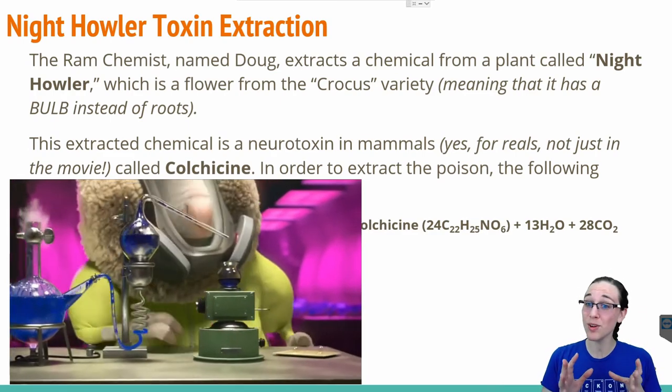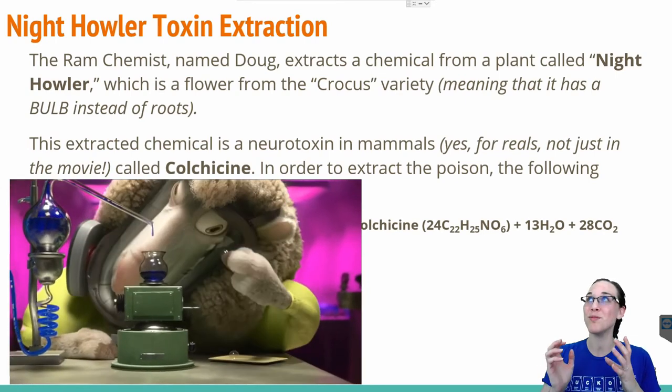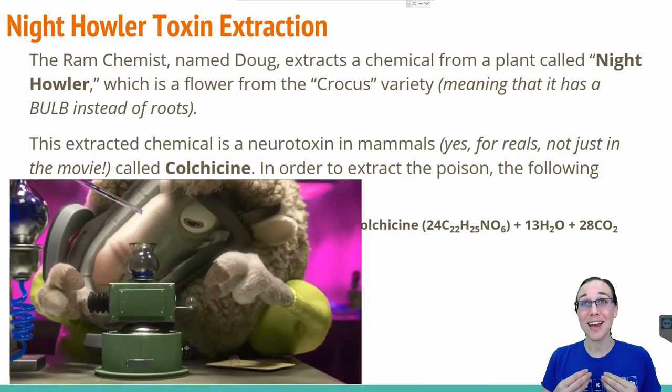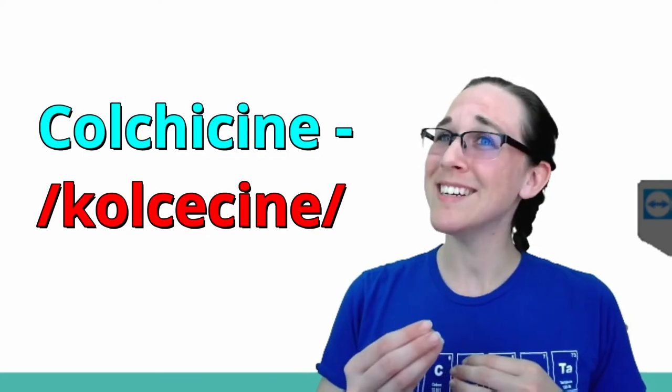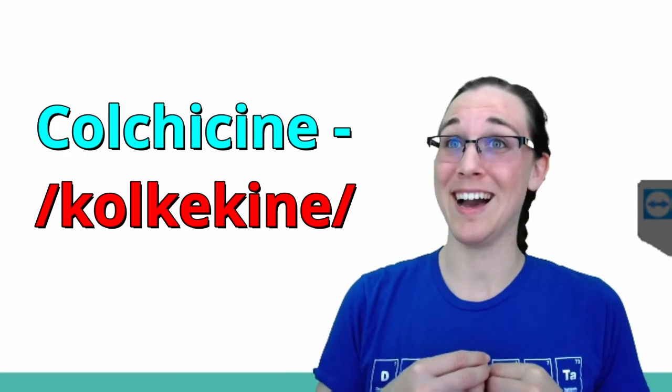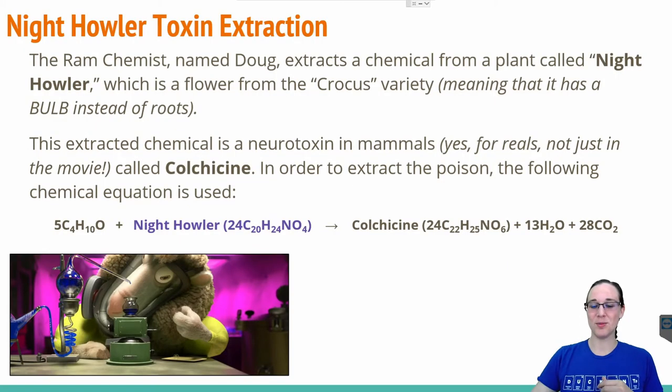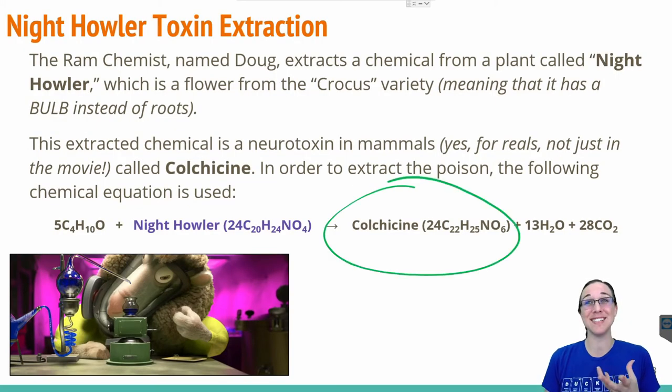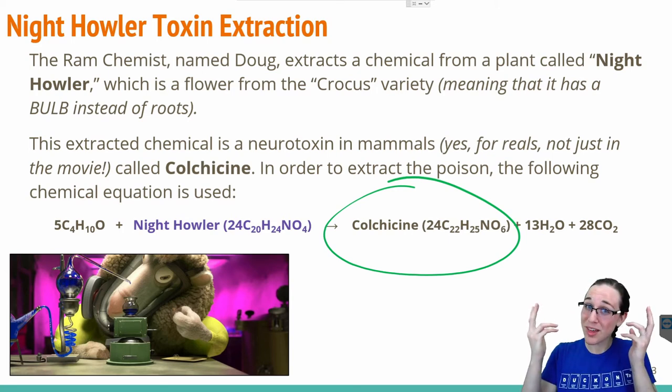And yes, that's a real thing, so not just in the movie, but in real life, if you extract that toxin, which I'm not sure if I'm actually going to pronounce this correctly, but I'm going to give it my best shot. Colchicine? Who knows? This one right here is what's extracted from the Nighthowler flower. So in order to extract that poison, that neurotoxin, the following equation is hypothetically used.